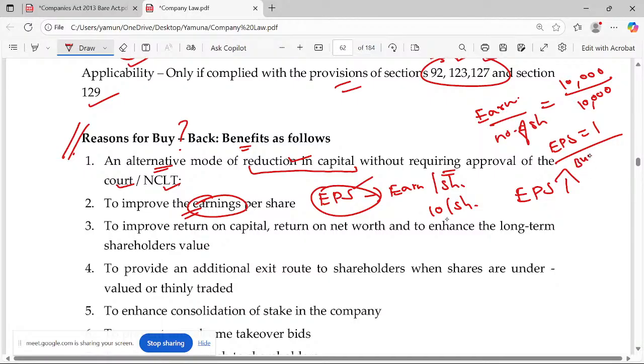Now we have gone for buyback. What happens? Probably some 2,000 shares are bought back. Now the earnings are the same 10,000.